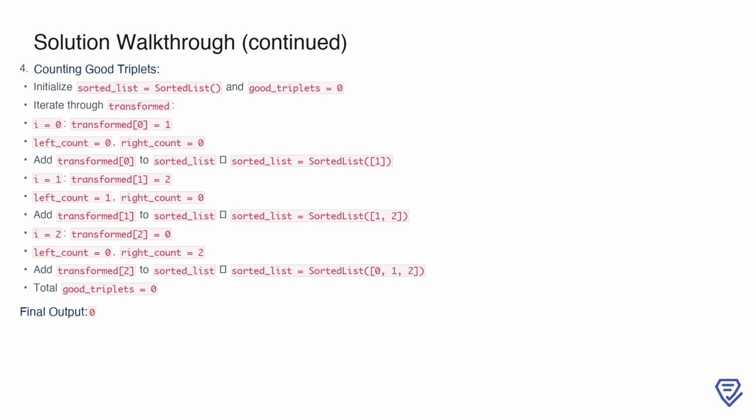For the second element, 2, there is one element smaller than it to the left, so left_count is 1. There are no elements greater than it to the right, so right_count is 0. We add 2 to the sorted list, updating it to 1, 2. For the third element, 0, there are no elements smaller than it to the left, so left_count is 0. There are 2 elements greater than it to the right, so right_count is 2. We add 0 to the sorted list, which now becomes 0, 1, 2. At the end of this process, no good triplets are found, so the total remains 0. The output for this example is therefore 0.